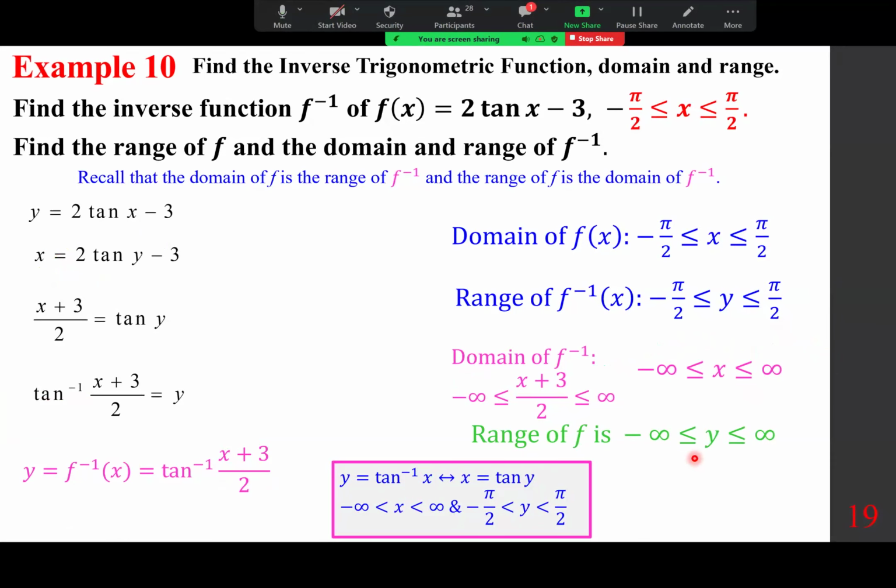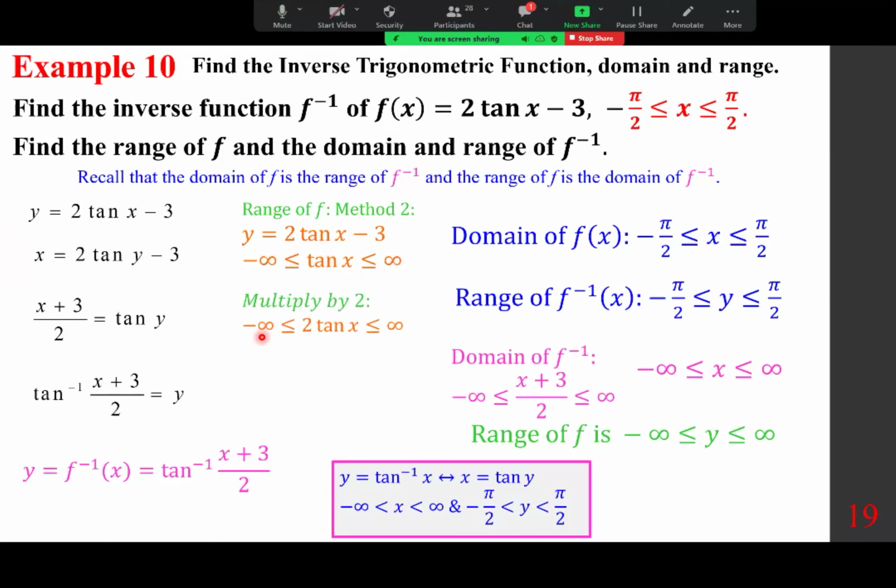Here's the second method. We go here and we say y, which is this expression, must be between negative and positive infinity. Because tangent is, my apologies, we are interested in that. We know it to be between negative and positive infinity. Let's multiply it by 2. Doesn't change because minus 2 infinity and 2 infinity, it's still negative. Now add any number. In this case, we're going to add negative 3 or subtract 3. It doesn't change that, and we can get to the same answer.